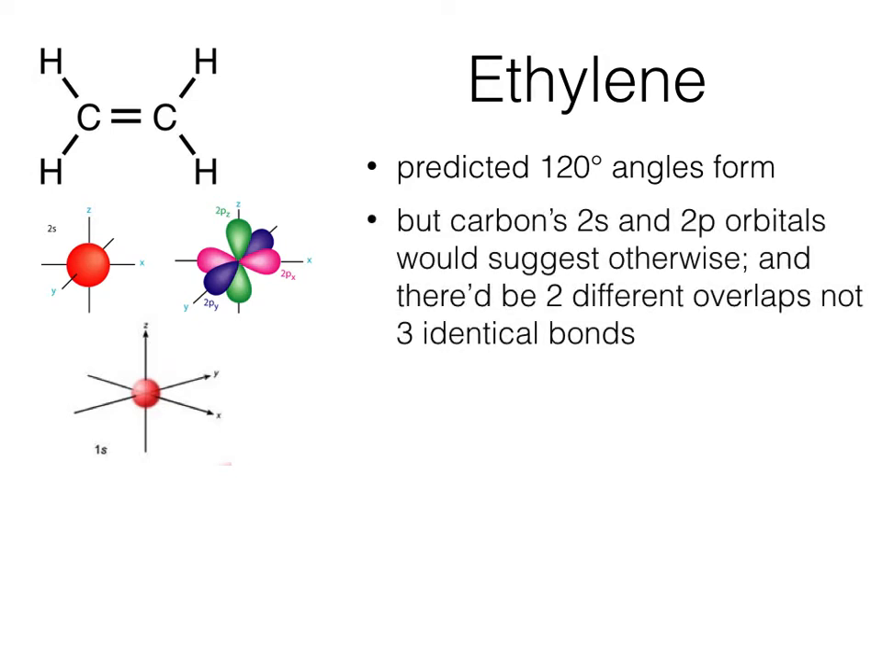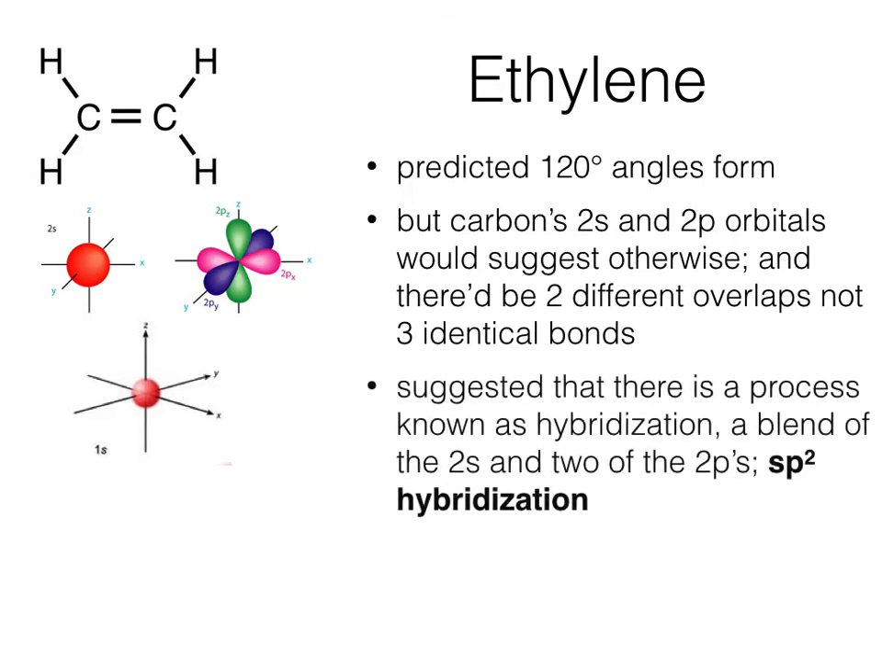But again, with the 2s and the 2p orbitals, given their geometry that we learned back in quantum mechanics, we were not going to get three identical bonds. We're going to get two different overlaps again that are certainly not going to give us a 120-degree angle. This time, we don't need four equivalent orbitals, we need three.